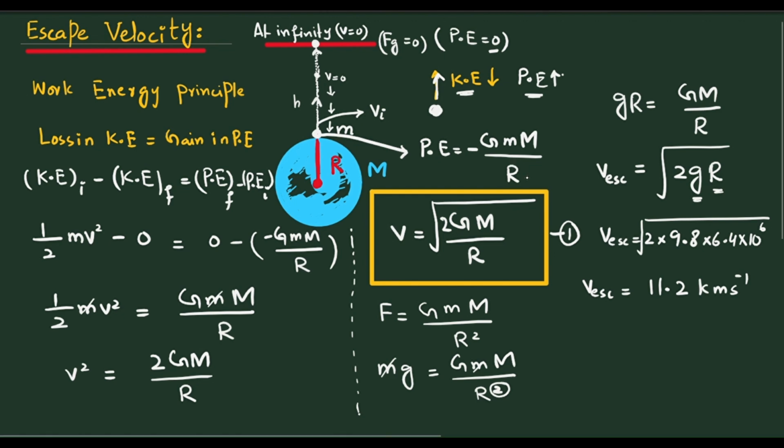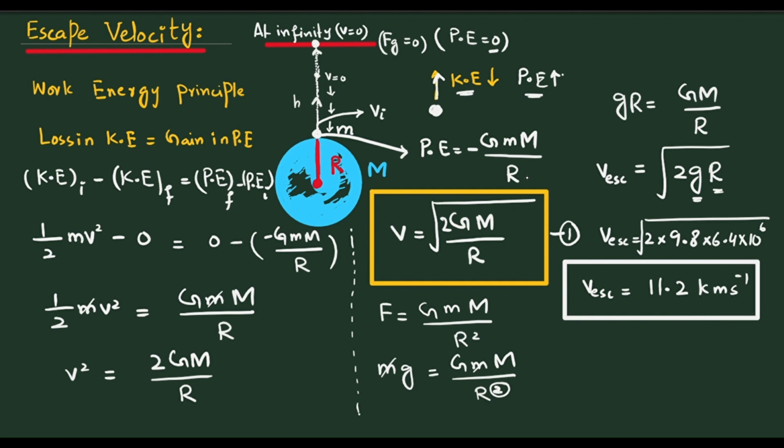If we want to throw an object out of the gravitational field, then we have to throw it with a velocity of 11 kilometers per second, neglecting the air friction.